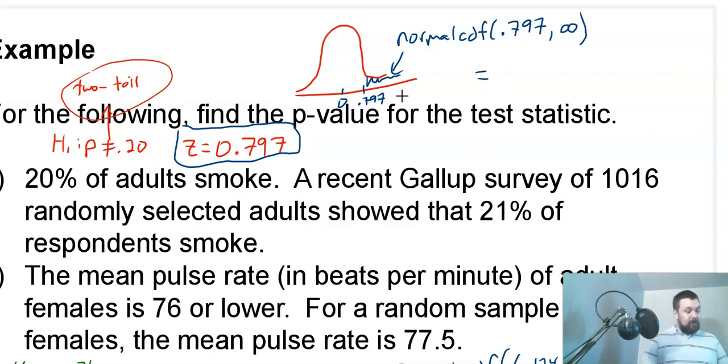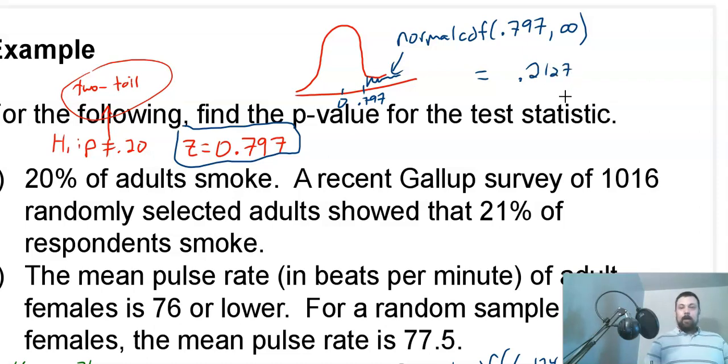So we plug that into our calculator. Normal CDF, 0.797, comma, a bunch of nines for infinity. And that's it. And we get 0.2127.